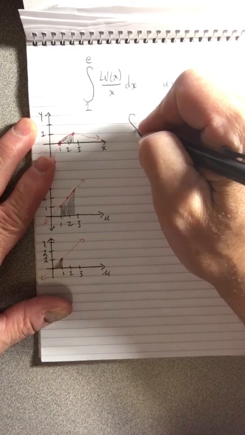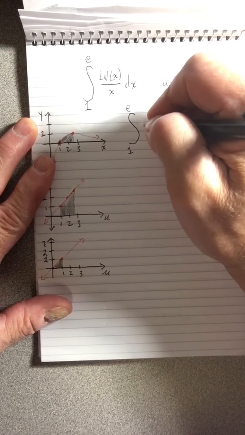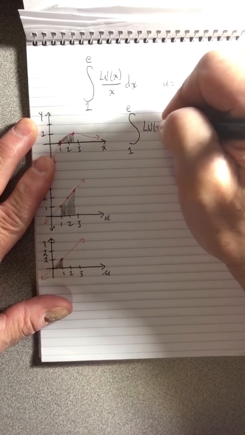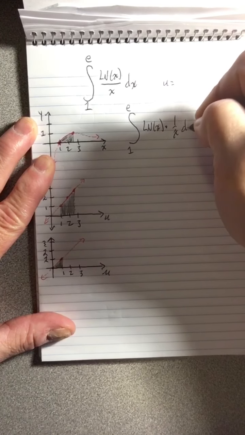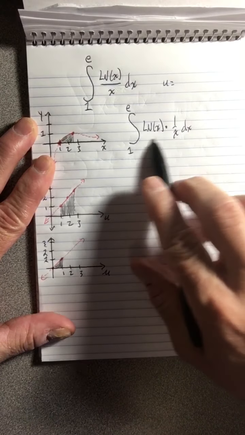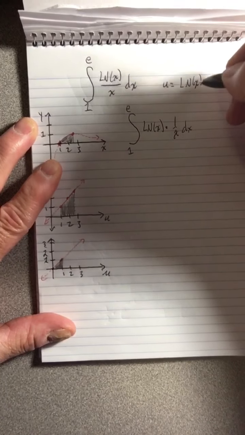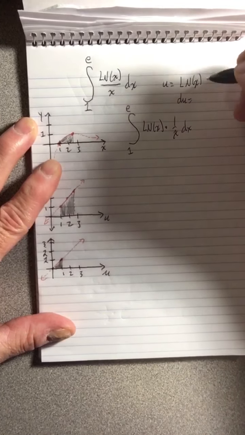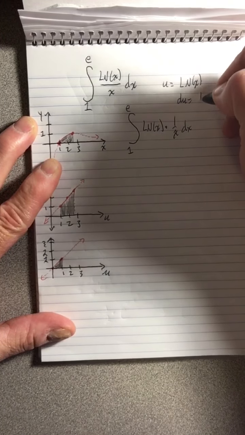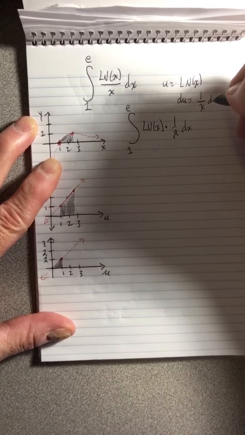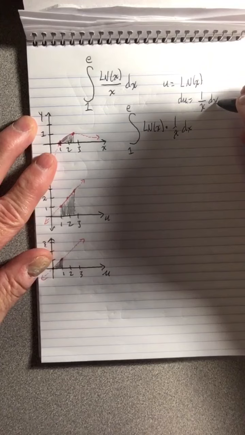Well, to see it, maybe I should rewrite this a little bit. I'm going to change this to the natural log of x times 1 over x with respect to x. So we see the two functions. If I let u be the natural log of x, then the differential of u is the derivative of this times dx, and the derivative of this is, by the log rule, 1 over x, and then it's times dx, because we want the differential of u. So it's the derivative times the differential of x.